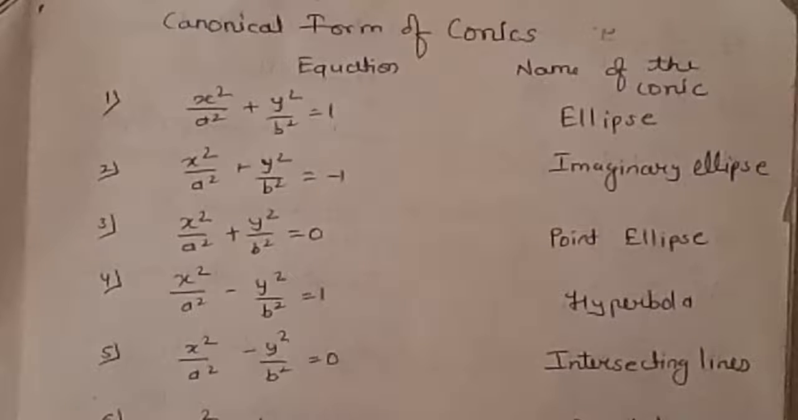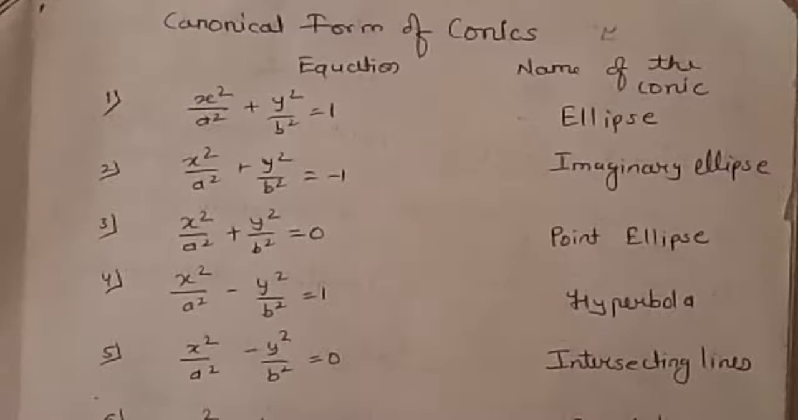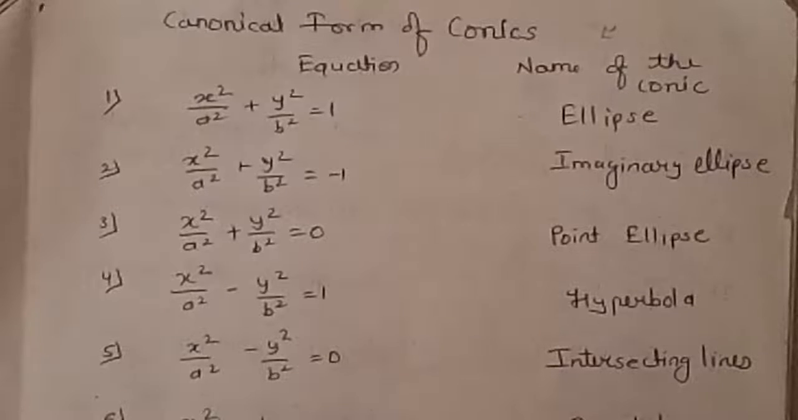Now next we have the hyperbola. If x square upon a square minus y square upon b square is equal to 1, then we say this is the equation of a hyperbola. And next, if x square upon a square minus y square upon b square is equal to 0, then we say these are the equations of intersecting lines.